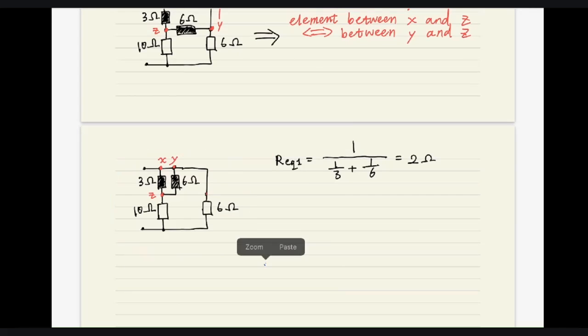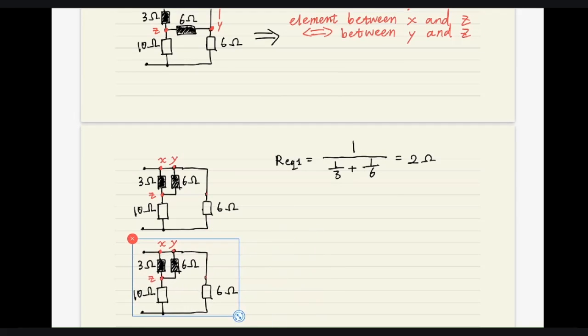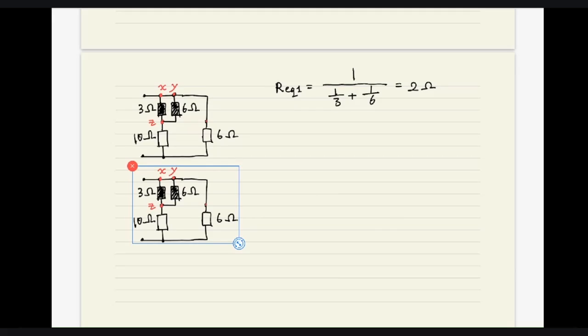You don't need to draw every step in your answer. You don't need to draw the step-by-step circuit figure. I draw it just for your convenience in a tutorial, so you don't need to do this in the exam. So here, let's replace these two resistances with their equivalent 2 ohms here. All right, and let's continue to compute the equivalent value of these two resistances in series.